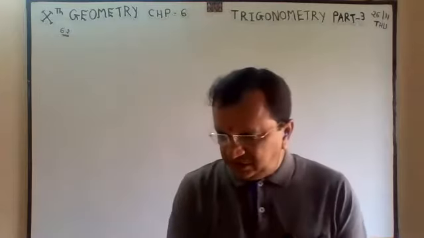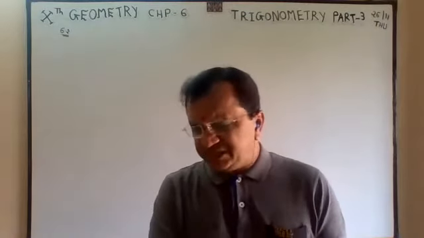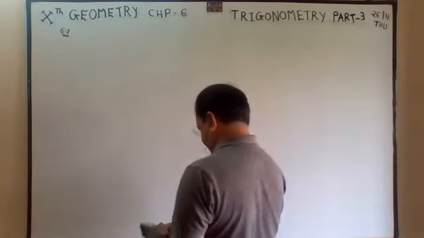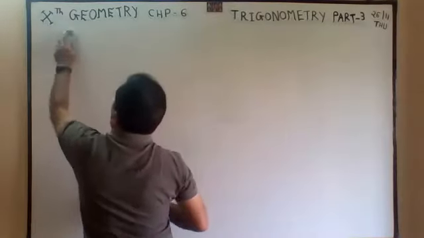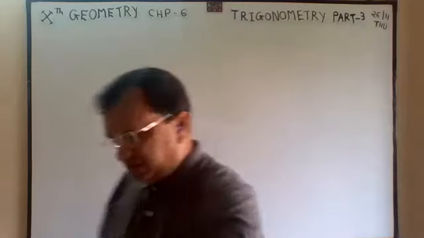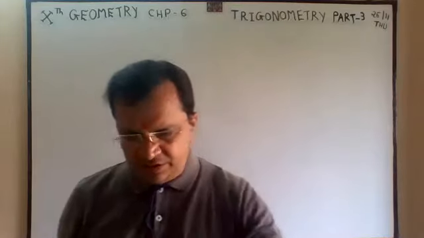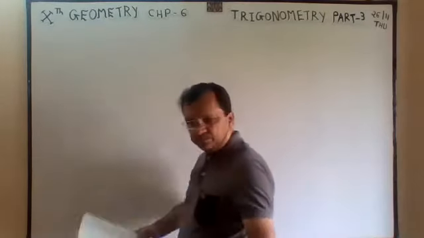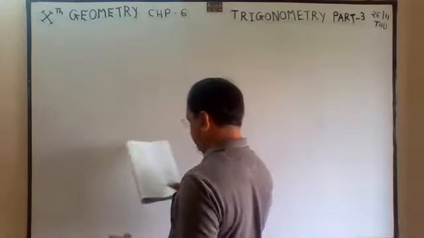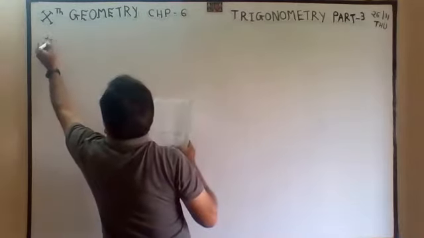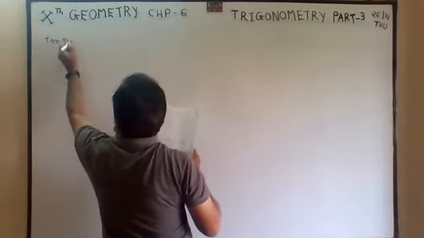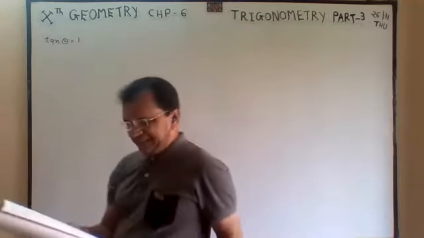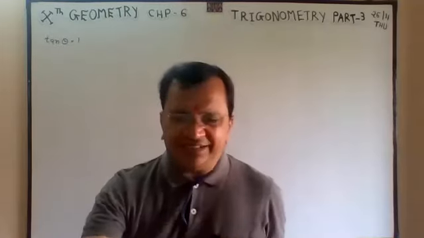Okay, in the last lecture, 6.1, we completed the fourth sum. Now the fifth sum, in a different way. Tan theta is equal to 1. It is given, and you have to find out sin plus cos divided by sec plus cosec.